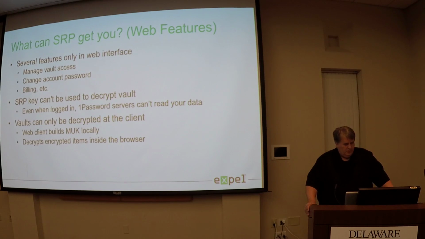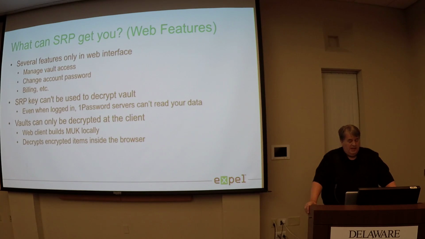So on the server, there's a lot of features that are only available through the server. You can do most everything you want through the client, but there are a lot of account level features that are on the server. And again, I'm not really going into account details or application level details, but figured it's worth mentioning. On there, you can manage who has access to what vaults. You can change your account password. There's billing things, because obviously it's a cloud service. You have to pay for it somehow.